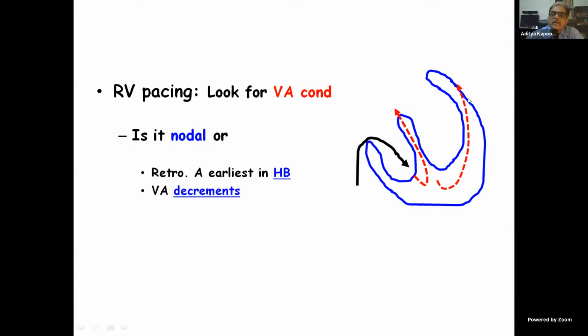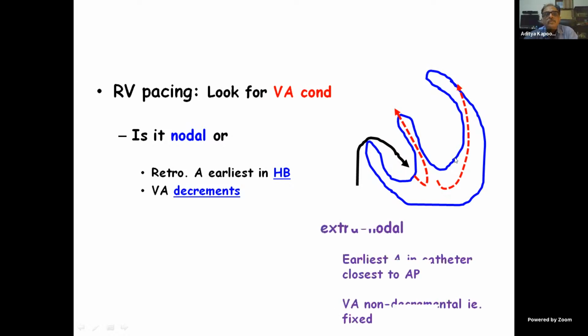Correct. So when it is extranodal, if you see this, this is a left-sided pathway like I have drawn. The earliest A will be in the catheter or the CS pole which is closest to the accessory pathway. If it is a left lateral pathway, perhaps CS12 will show the earliest A. If it is a posteroseptal pathway, perhaps proximal CS will show the earliest A. And usually, since pathways are non-decremental, as we increase the pacing rate, the VA actually remains fixed.